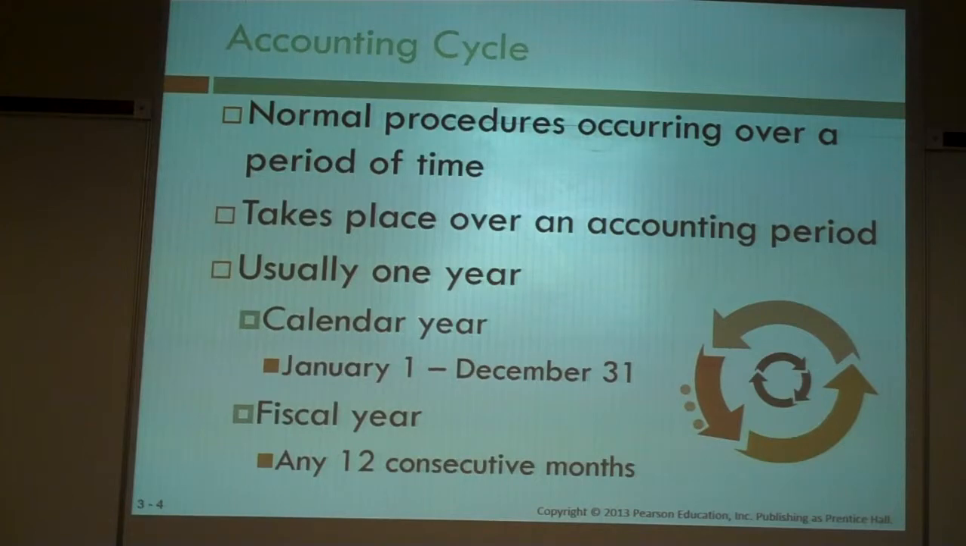If you had a boat store, you wouldn't want your year end to be sometime in the summer. That's probably your busiest time. Would December 31st be a good time for a boating business? Maybe. Okay, but you get to pick. And then you have to stick with that. We have to be consistent. We can't change next year and say, oh, I want my year end to be in September. No, we already said it was going to be in December. So there's a difference between calendar year and fiscal year.